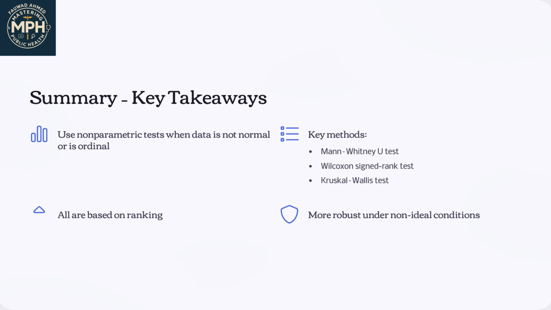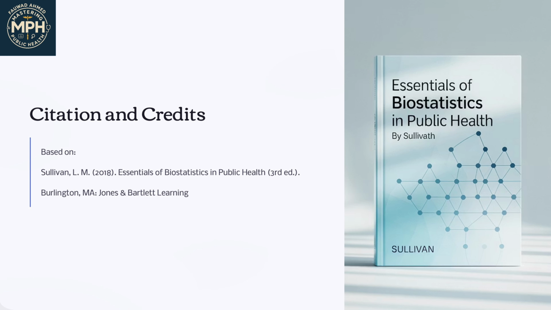We covered three key tests: the Mann Whitney U test for two independent samples, the Wilcoxon signed rank test for paired data, the Kruskal-Wallis test for comparing three or more groups. Each of these uses ranks instead of raw data, making them reliable even under non-ideal conditions. This concludes Chapter 10, Nonparametric Tests. In the next chapter, we explore more specialized methods for categorical data and survival analysis.